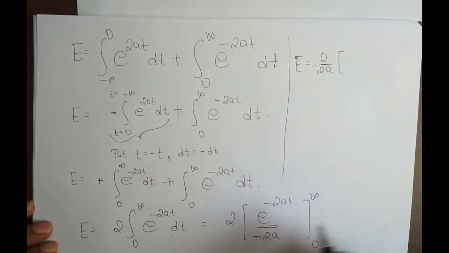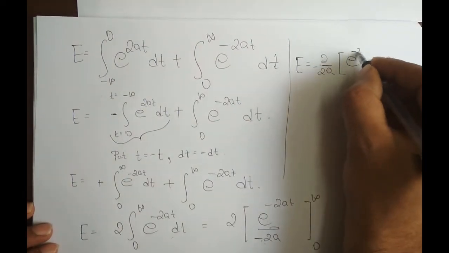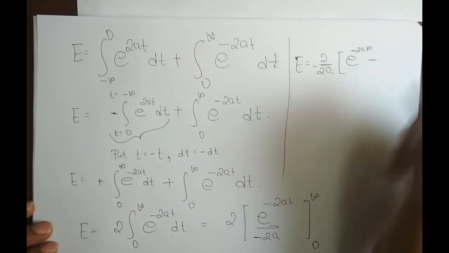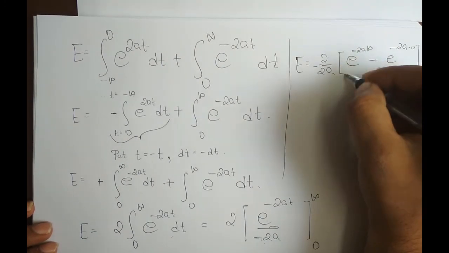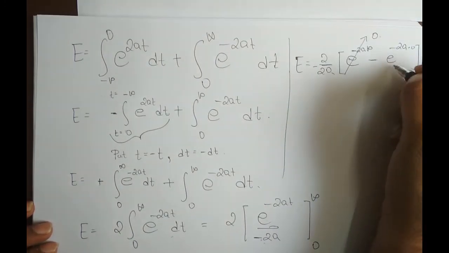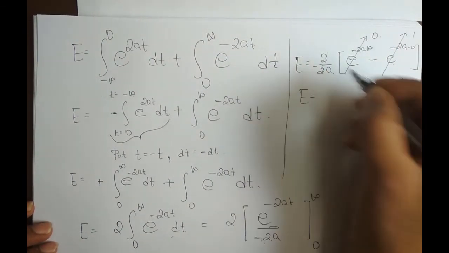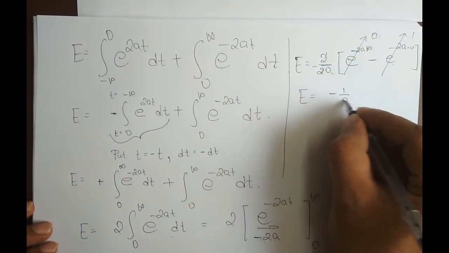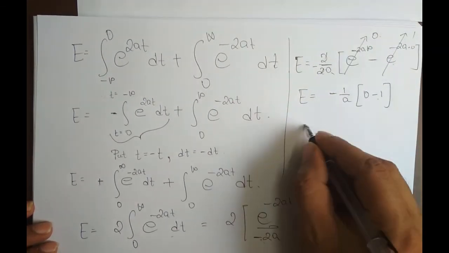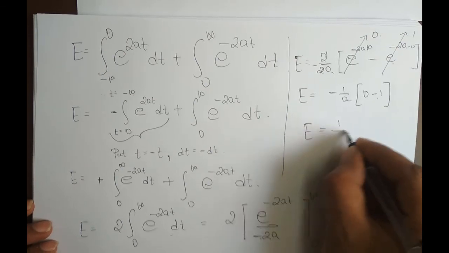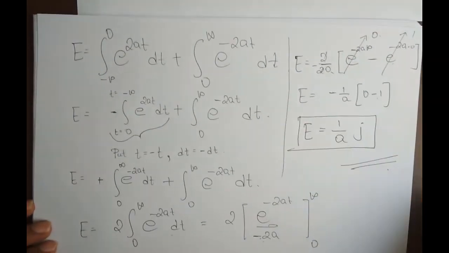Now I apply the limit e power minus 2a into infinity. Upper limit minus lower limit is e power minus 2a into 0. What is e power minus infinity? It is 0, right? What is e power 0? This is 1. So what did I end up? E is equal to, this 2 cancels out, minus 1 by a into, so 0 minus 1. So this minus into minus plus, so E equal to 1 by a joules. So this is the energy of the system.